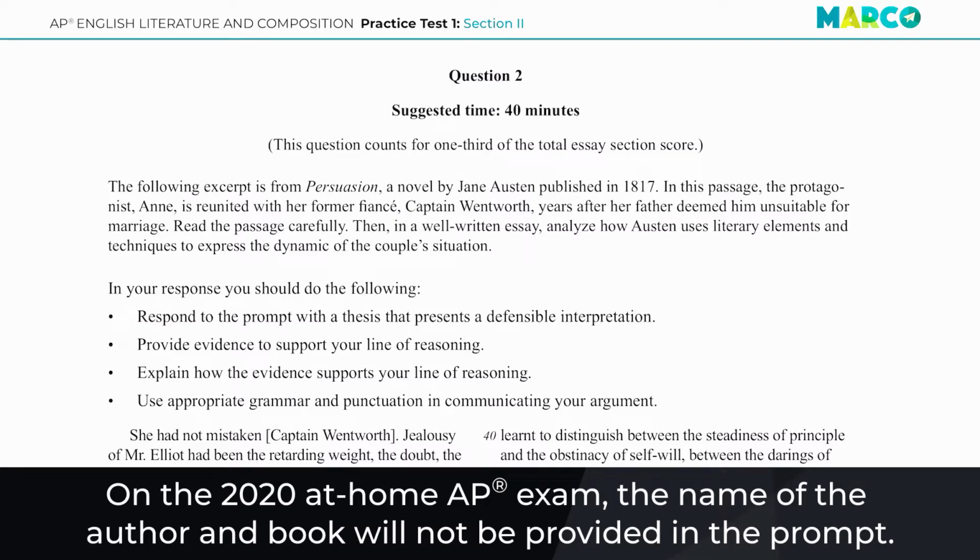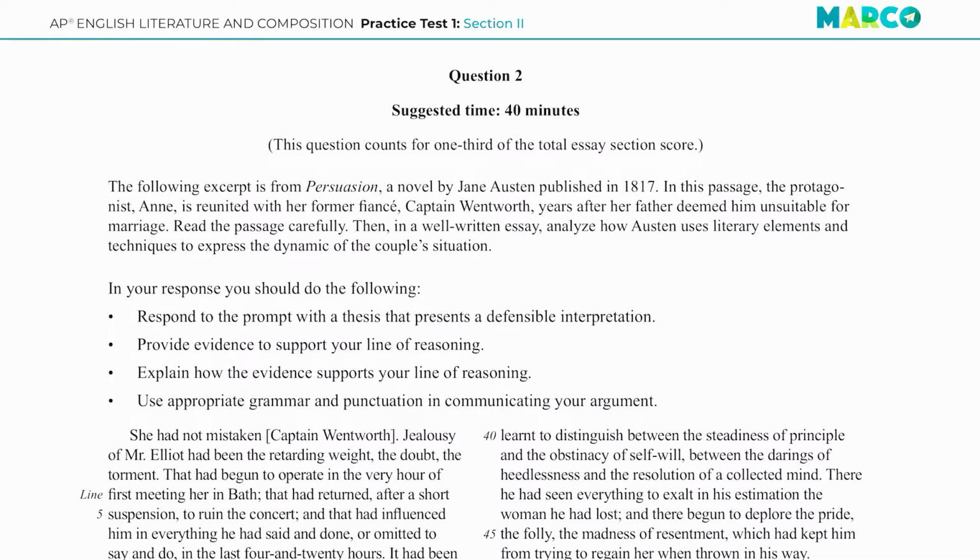That's a good sign. In this passage, the protagonist, the main character, Anne, is reunited with her former fiancé, Captain Wentworth, years after her father deemed him unsuitable for marriage. So a little bit of drama here, right? Anne is meeting Captain Wentworth. She wasn't allowed to marry him because her father didn't approve. He was unsuitable. Read the passage carefully.